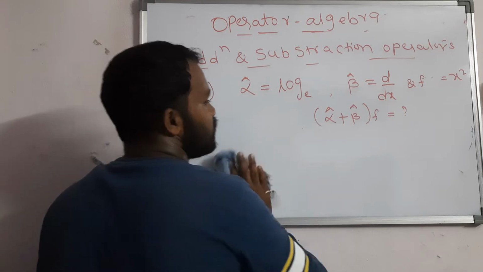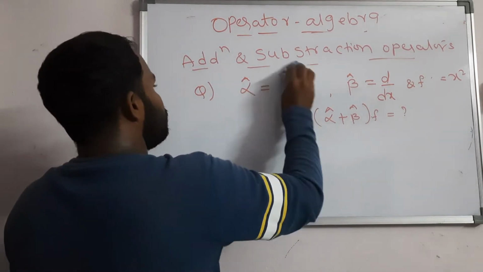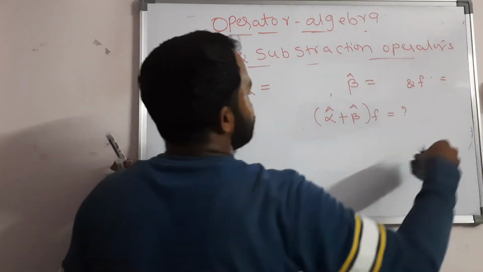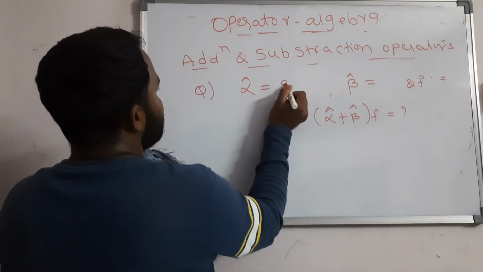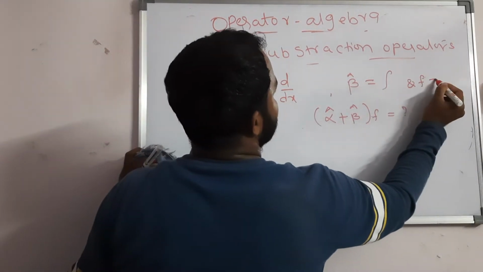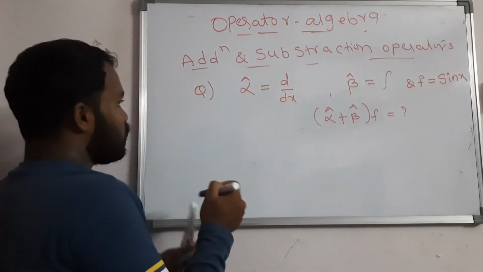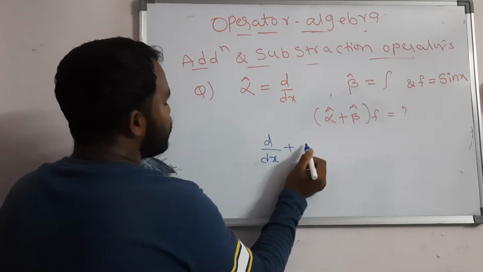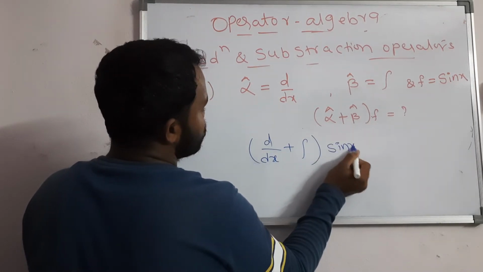Generally they will not ask these questions, but you should know how we are approaching the concepts. If I tell you alpha cap value is different, beta cap value is different, and the x value is different. First, alpha cap I am giving as d by dx, beta cap I am giving as integration, and f I am giving as sin x. You should know how to approach this. Same, alpha cap is d by dx plus beta cap is integration. What is the f? Sin x, you should write.